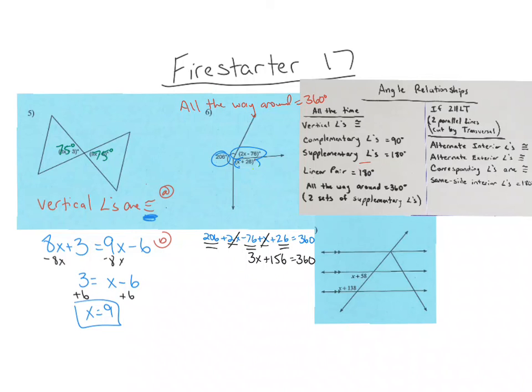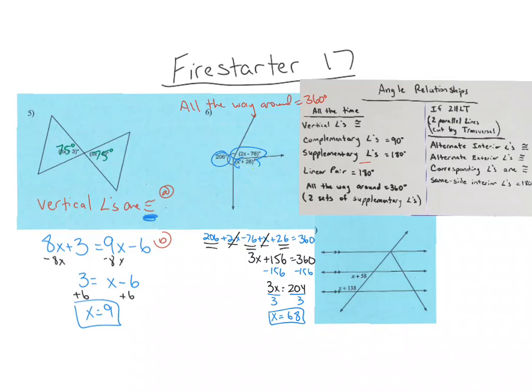All right, now it's a solved problem. I'm going to minus 156 from both sides. I get 3x equals 204. Now I'm going to divide both sides by 3. I get x equals 68. So x equals 68.